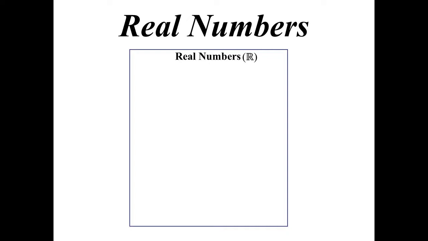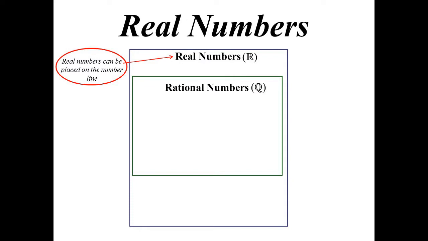What is a real number? A real number is anything that can be placed on the number line. That's why the number line is sometimes called the real number line. Okay, so anything that can be placed on there is a real number. The symbol for real numbers is the hollow R. So it's not just R, it's the hollow R.